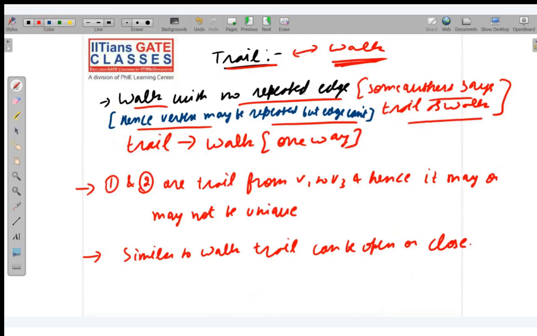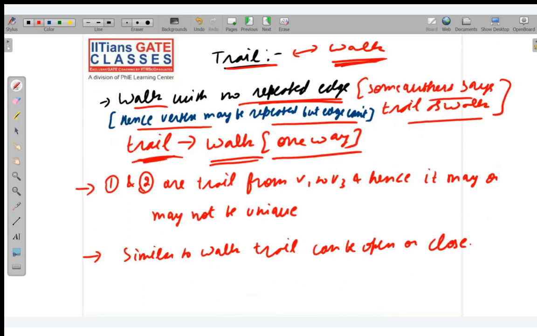I'm not saying it, your book is saying it. That's why we are taking it as different. So a trail is a walk with no repeated edge. Trail implies walk, one-way theorem. Obviously, when we have a trail, it will be a walk, but when we have a walk, it may or may not be a trail. For example, vertices can be repeated.